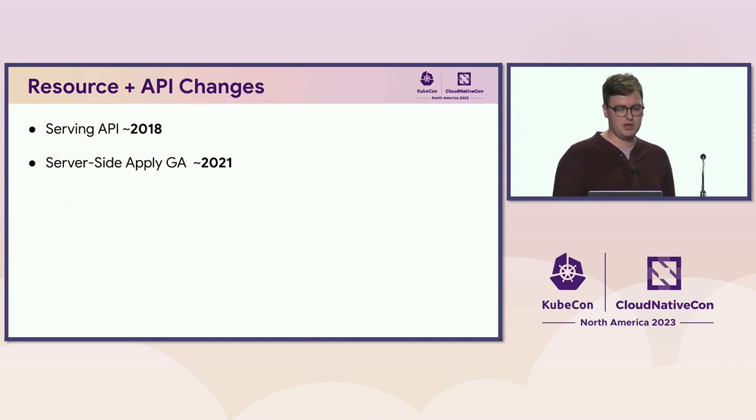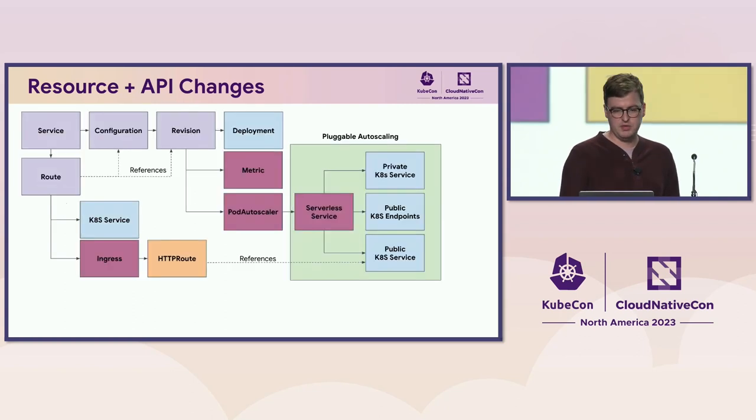The next thing I want to cover, so we covered the contention points, is that our API, the serving API at least, was created in 2018, and server-side apply went GA in 2021. And what does that mean? Well, if you take a look at our resource graph, you can see all the arrows point in the same place, it's essentially a DAG. You don't have arrows pointing to each other.